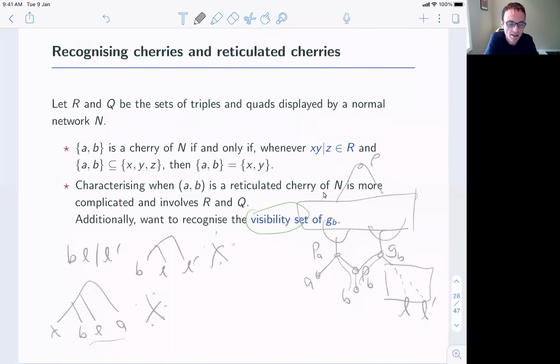All right. So there's a bunch of necessary conditions, and then you have to establish they are sufficient, and we can do that. Okay, so we can get a bunch of necessary and sufficient conditions on the triples and quads to recognize a reticulated cherry AB, and to also pick up the visibility set.